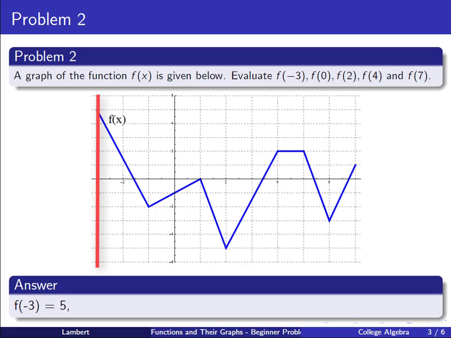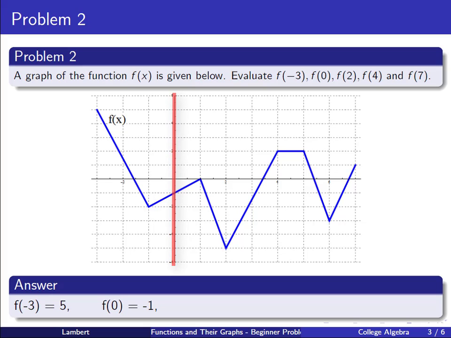For f of 0, notice we can draw a vertical line where x equals 0, and find where that intersects with the graph. So there's this point right here. And with that point, we want to look for the y value. Well, notice we've moved down 1 on the y-axis, so that would be negative 1. So f of 0 equals negative 1.